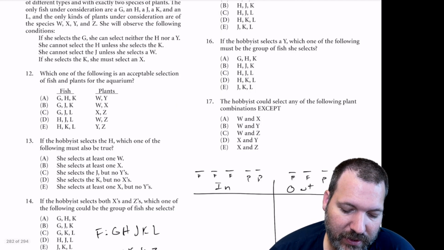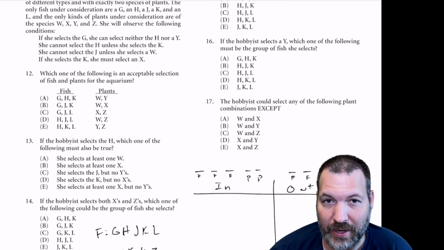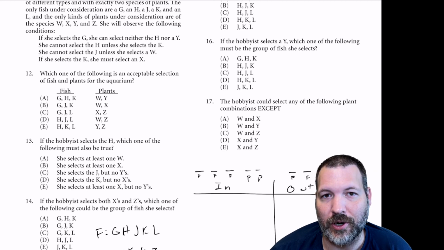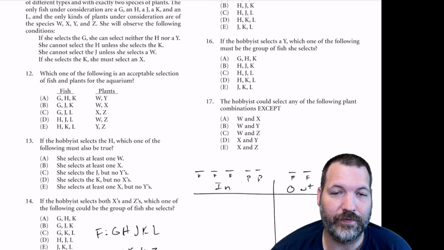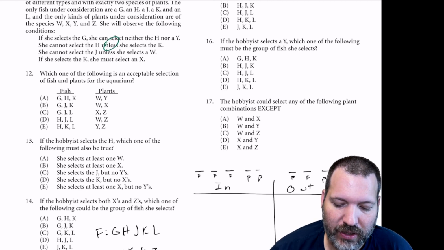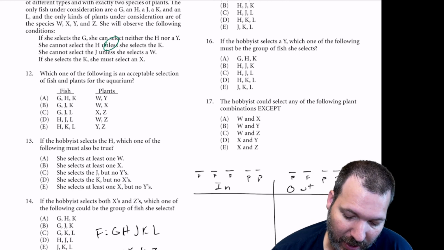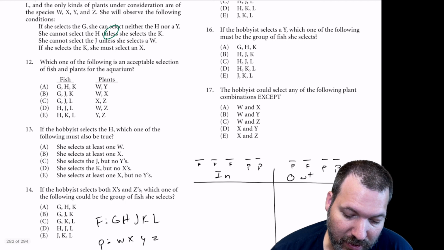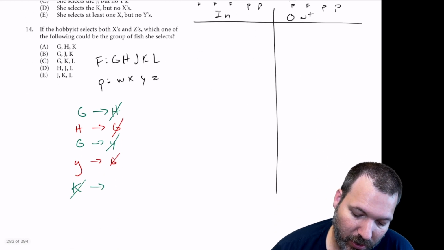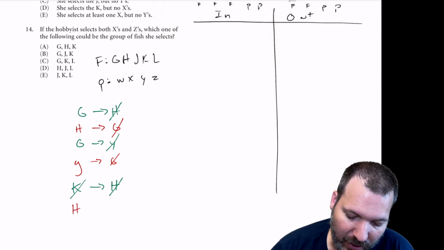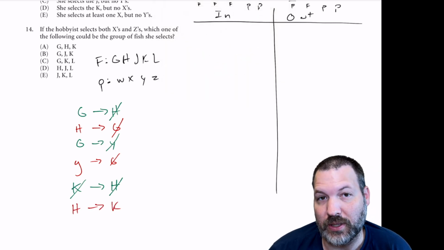She cannot select the H unless she selects the K. Okay, so unless is a conditional statement. And I usually find it easiest to think about unless clues as if not clues. So I'm going to replace this unless here with if she does not select K. So if K is not selected, and then we just read the rest of the statement. She cannot select H. So if K is out, H is out. But again, contrapositive, flip and negate, if H is in, that must mean that K is in.